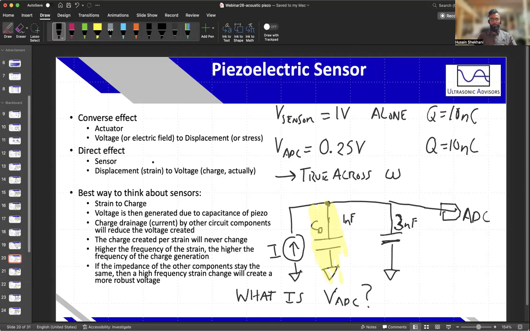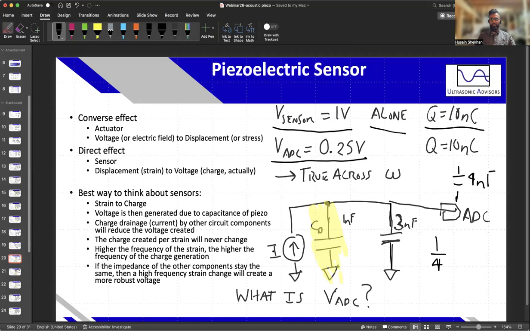Okay. So back to the sensor. Let's assume the voltage of the sensor alone would have been 1 volt, because we generated that 10 nanocoulombs. If we had, let's say, an attached capacitor of 3 nanofarads, we would end up with 0.25 volts, because it's 1/4. The total capacitance is 4 nanofarads.